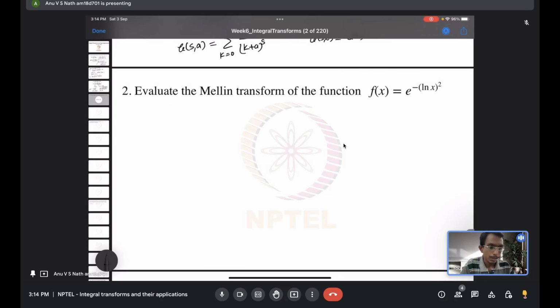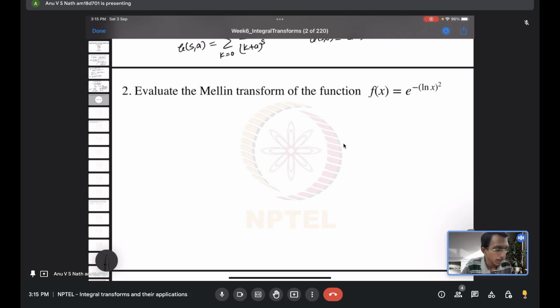While this is actually a simple problem, even before that you can realize the Mellin transform is closely related to the Laplace transform. Even in your assignment there is a problem which shows the relation between the Mellin transform and the Laplace transform. I will try this problem and you will see the same procedure that we used earlier in the Laplace transform will appear here. So this is an easier problem.